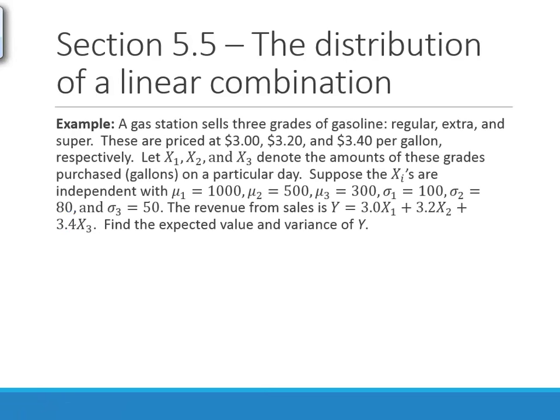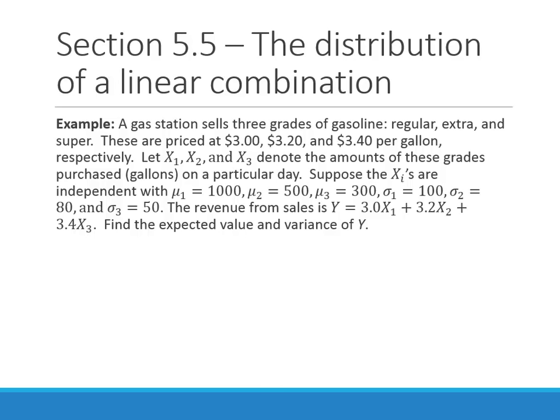Okay, example here. We're going to go back to our gas station examples. This gas station sells 3 kinds of gasoline: regular, extra, and super. They have different prices, $3, $3.20, and $3.40 per gallon. Let X1, X2, and X3 denote the amounts of each of the fuel grades that are purchased on a particular day.